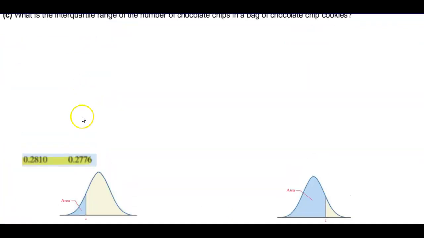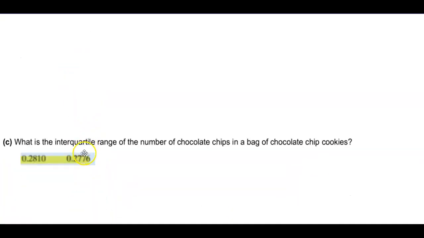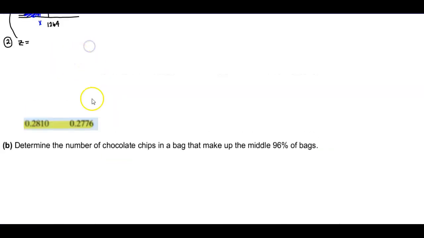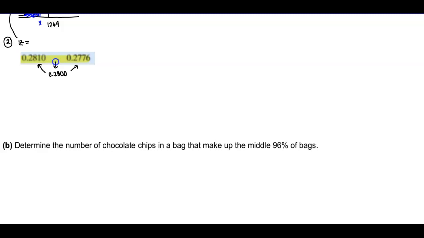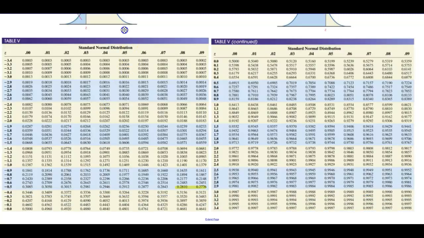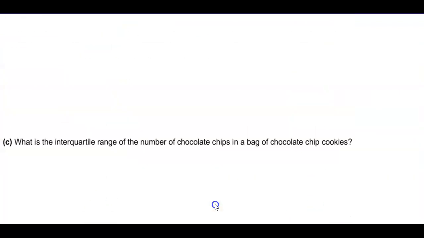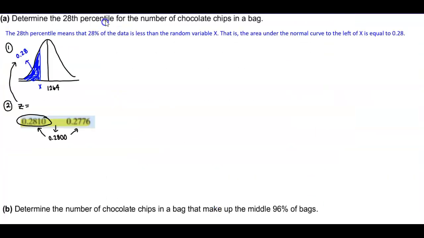Okay, so now we want to check where 0.28 is. Is it closer to 0.2810? When we take a look at 0.2800, we can see that it's going to be closer to this as opposed to this. So we know it's closer to 0.2810, which means we're going to use this area. It's going to be negative 0.58 as our z-score.